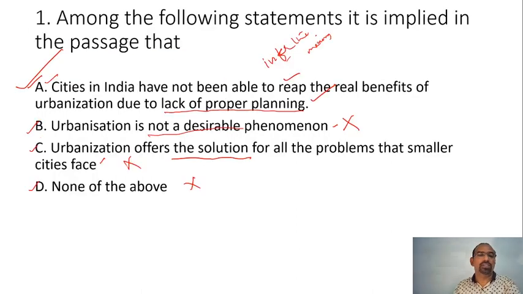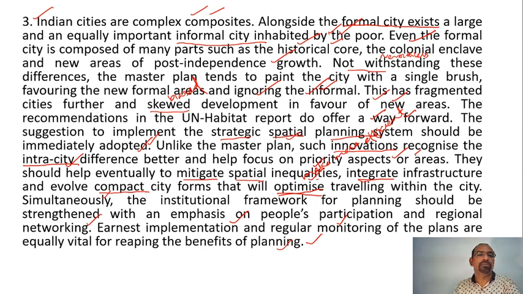Now go to the passage. Indian cities are complex composites. Alongside the formal city exists a large and an equally important informal city inhabited by the poor. The formal city is composed of many parts such as the historical core, the colonial enclave and new areas of post-independence growth. These three components.